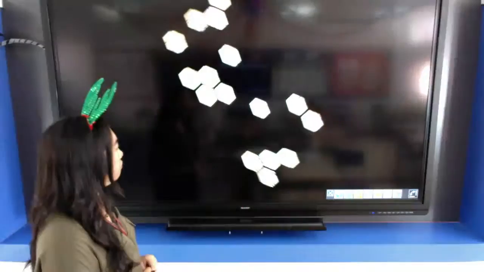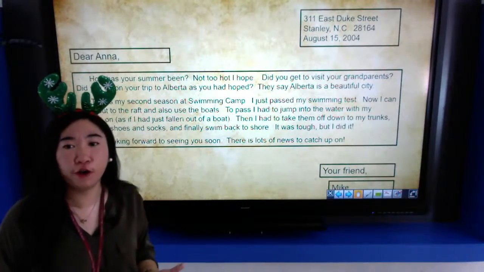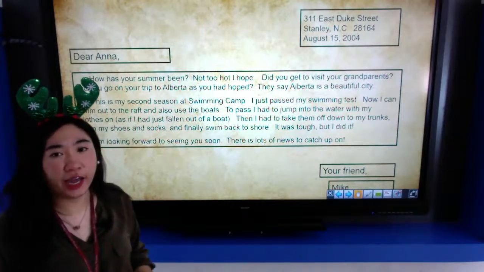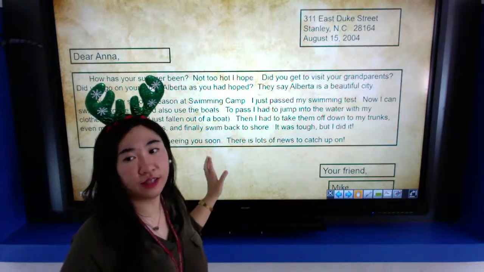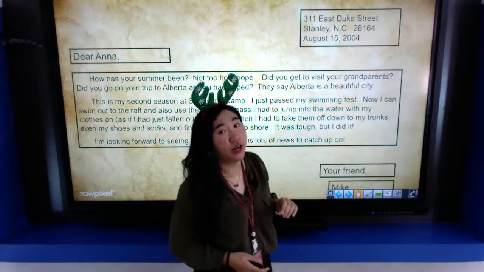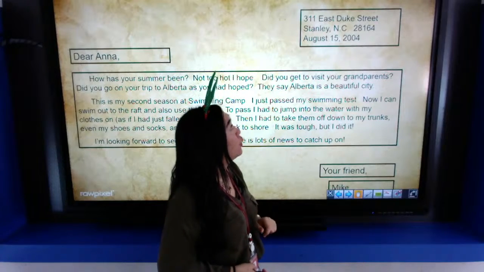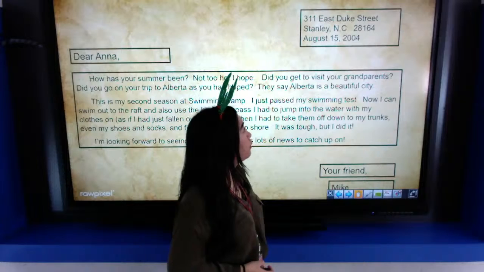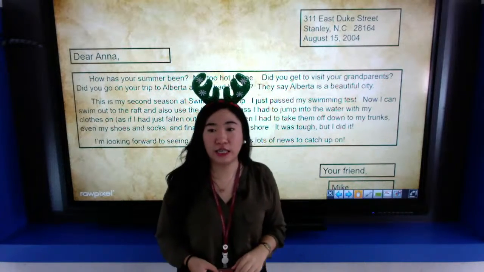Okay, now, this is an example of an informal letter. I will read first, and then we will discuss the different parts of that letter. Okay, first is 311 East June Street, Stanley, NC. NC stands for North Carolina, USA 28164, and the date is August 15, 2004.